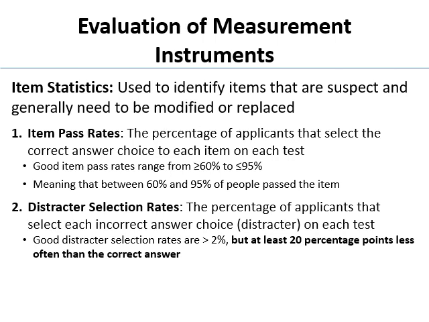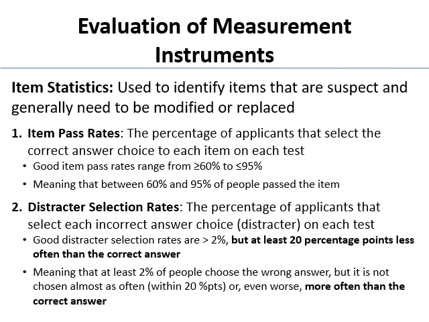So the item pass rate, basically. You want some people to pick it, something greater than 2%, but you don't want too many, so that it is within 20 percentage points of the correct answer choice's selection rate. If 2% of people choose the wrong answer, that's fine, but if it's chosen almost as often, within 20 percentage points, or even worse, more than the correct answer, that means you've got a big problem.